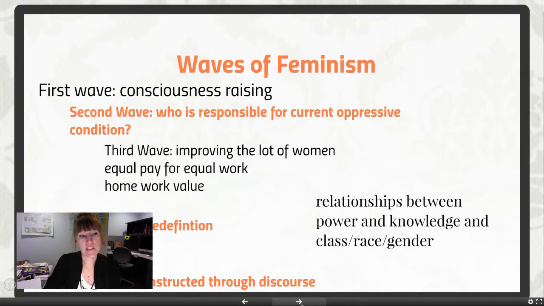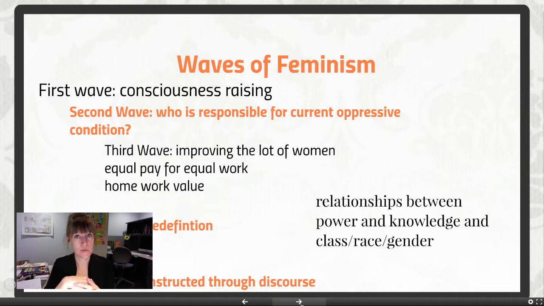So with waves of feminism, first wave feminism was consciousness raising for the most part. And again, in this particular slide, I am narrowing down each of these waves very, very, very heavily. There's tons of research on each of these different waves, and there's tons of scholarship on what women were doing. We're just going to do a brief overview to make sure that you guys have some baseline knowledge.